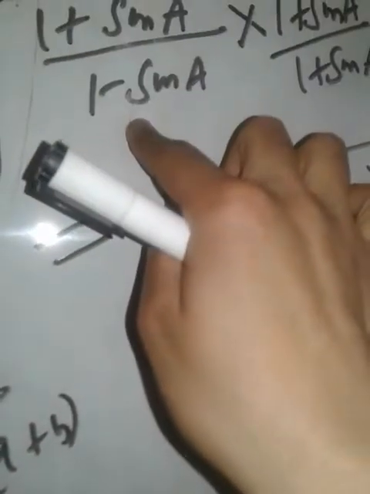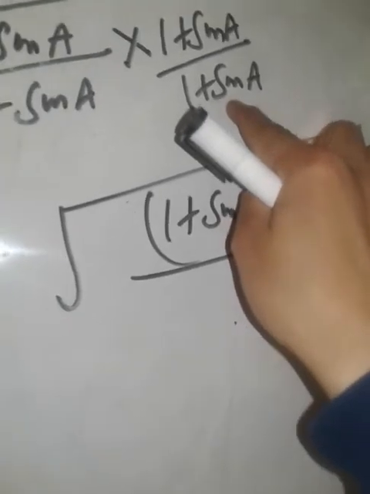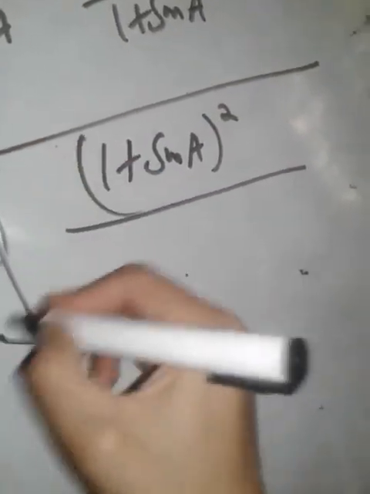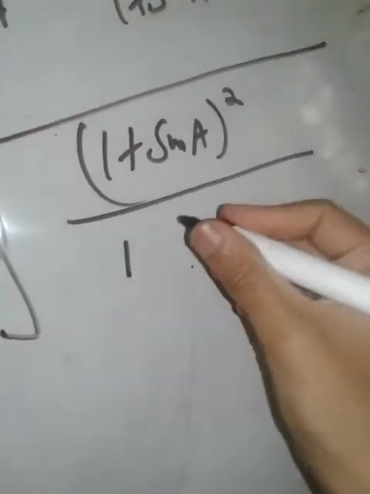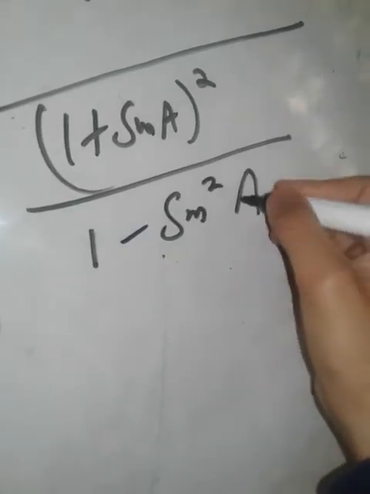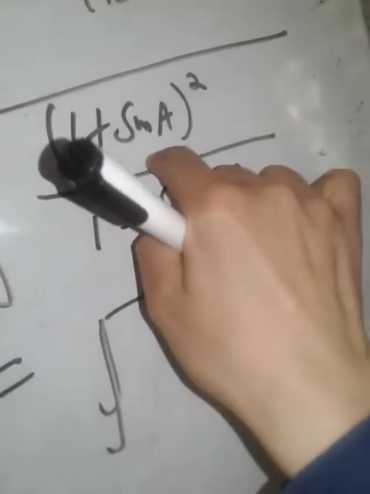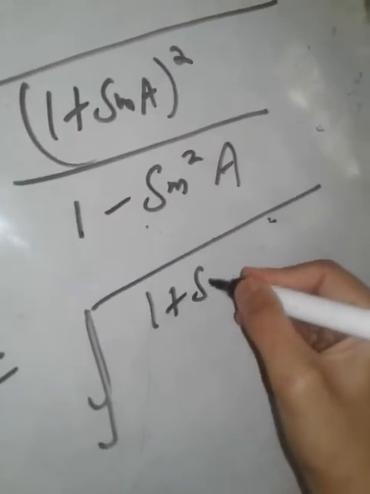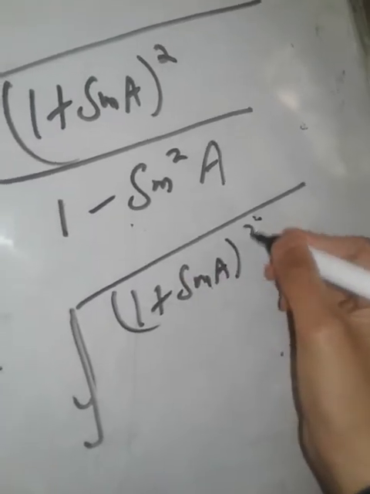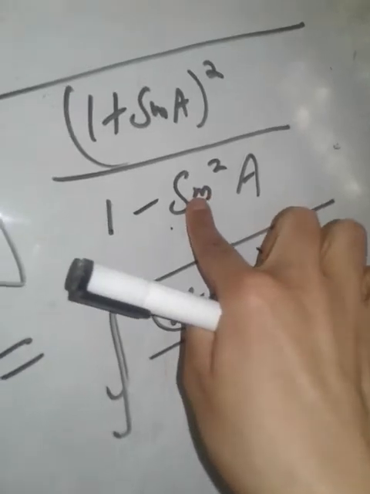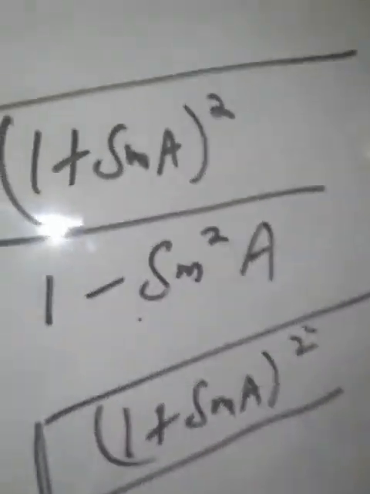So 1 minus sine A into 1 plus sine A will be equal to 1 square minus sine square A, that is 1 minus sine square A. In the next step, this is 1 plus sine A, and the numerator 1 plus sine A stays as it is. Now recall the first identity: what is 1 minus sine square A? It is equal to cos square A.